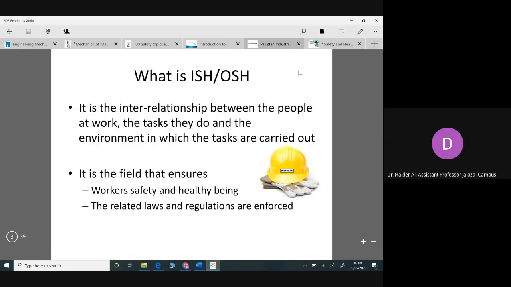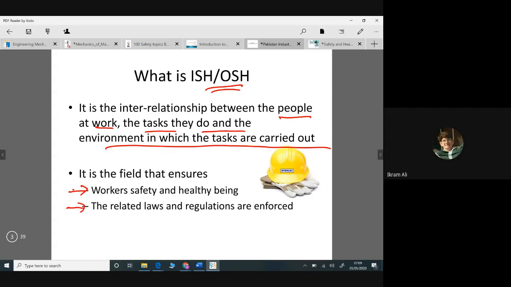Again, I'm not going to go into details because we already talked about most of the stuff that's going to be covered in this presentation, and you can go through this presentation by yourself. So we already talked about what occupational safety and health is. It's the interrelationship between people, work, the tasks they do, and the environment in which the tasks are carried out. It is a field that ensures that worker safety and health is being taken care of. It is the field that talks about the relevant laws and regulations that are enforced in the land.